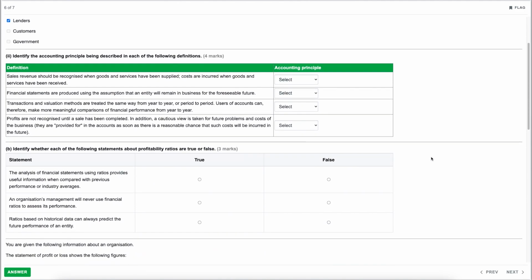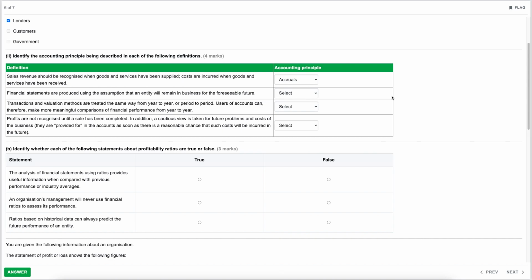Moving on then, identify the accounting principle being described in each of the following definitions, and this is 4 marks, so 1 mark for each definition. Sales revenue should be recognised when goods and services have been supplied. Costs are incurred when goods and services have been received. So that, to me, looks like it's describing the accruals concept. So the accruals concept states that goods or services should be recorded when the work actually took place, not when the money was paid or received. So that would describe the accruals concept.